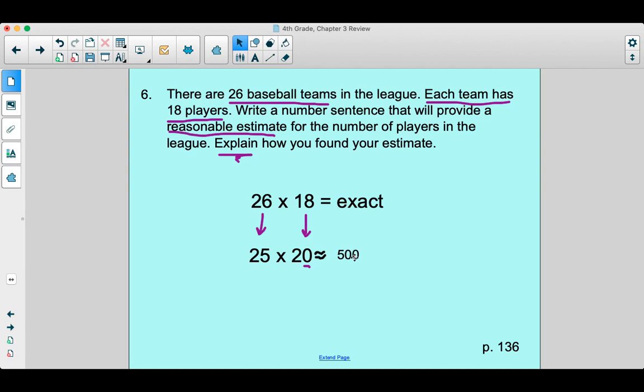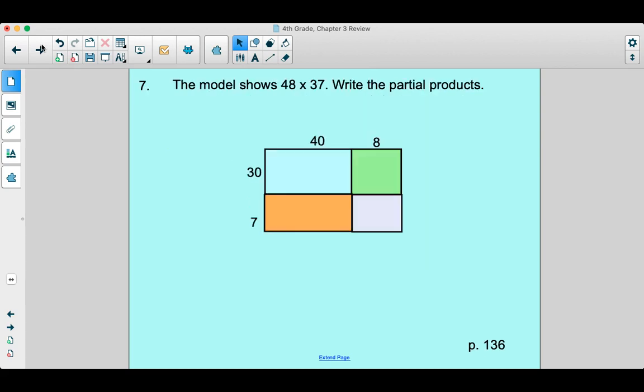Now you could have done something else too. You could have done 30 and 20. It just depends. You have to create the estimate. And then you also need to make sure you write to explain. I'm not doing that part for you. You make sure you write to explain how you know. Okay? All right. Moving on.